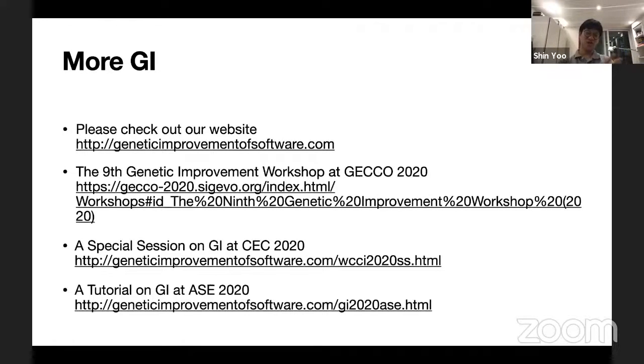There will be another GI workshop, but this time at Gecko. So far we've been having actually 2 workshops per year. One is at ICSE for the SE crowd, and then another one at Gecko for the genetic evolutionary computation crowd. And then there is one planned for Gecko, but I think actually Gecko is supposed to be happening either this week or next week. So it's actually closer together than the usual. There will be a special session on GI at CEC, another evolutionary computation venue, and then ASCE will have a GI tutorial. So all these events are added to the main website. So please visit the webpage if you want to learn more about these events.